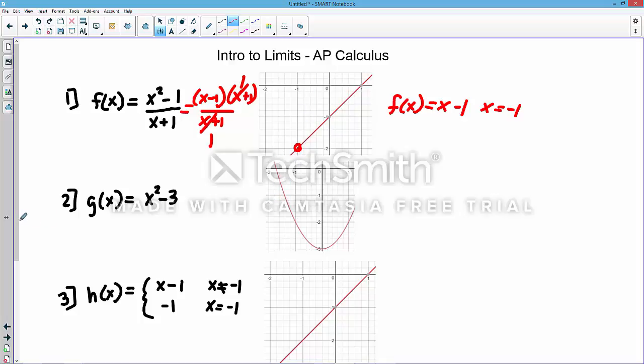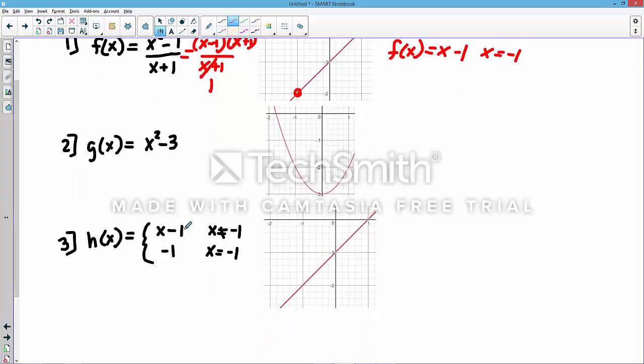And the third function also has a problem in that it's a linear function, looks just like this function up here, except h has a problem when x is equal to negative 1. It jumps to negative 1. So when x is negative 1, the h value is negative 1. So there's actually a value here, and this is a hole because this function is not valid at this point. So at that point, this red line has to stop.